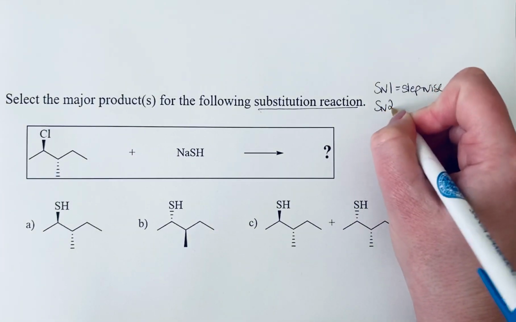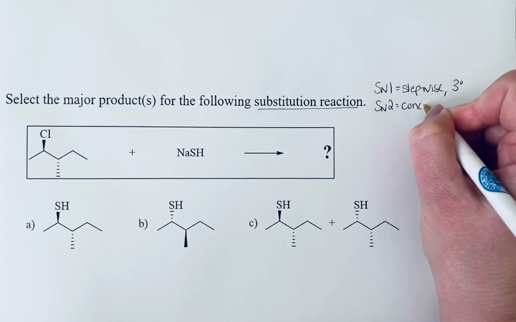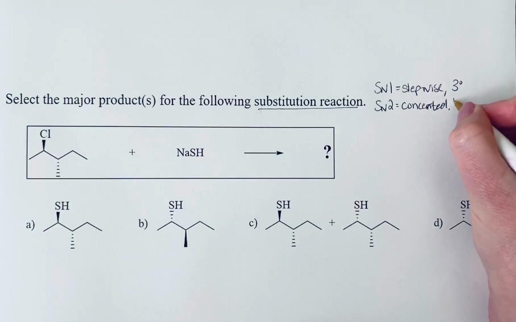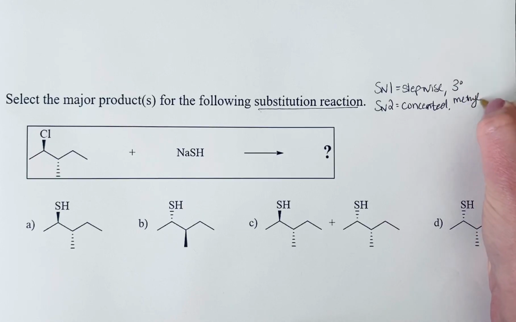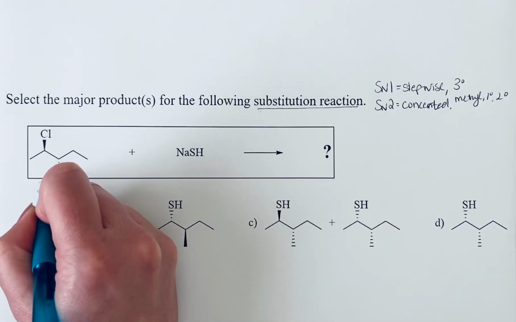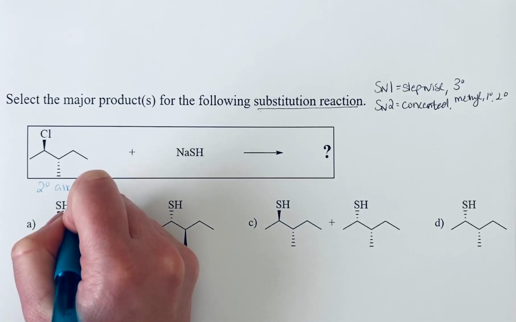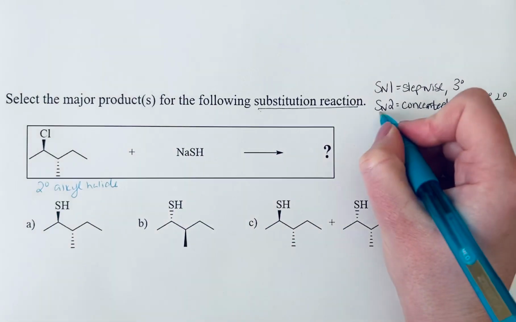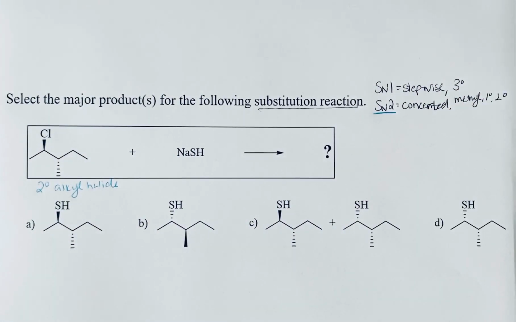The SN2 pathway is the concerted pathway, and this tends to take place with unhindered alkyl halides, things like methyl, primary, or secondary alkyl halides. And so if we take a look at the alkyl halide we are starting with, it is a secondary alkyl halide. So that means that we are looking at this concerted SN2 pathway.